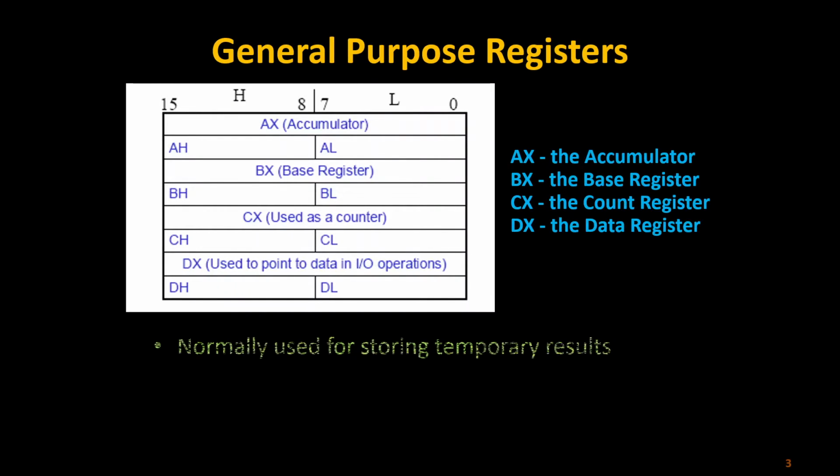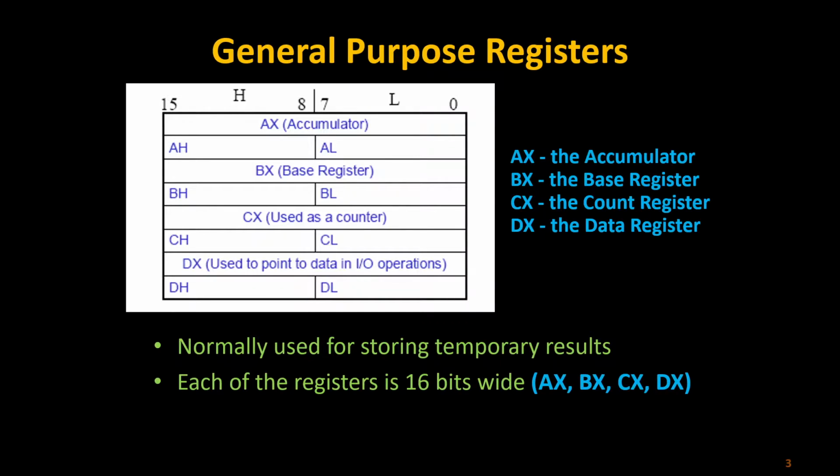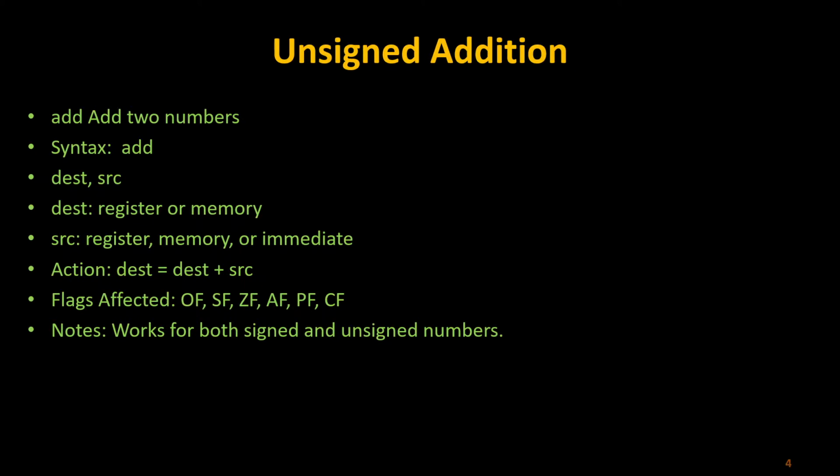While we move on to the next values, the first arithmetic operation is unsigned addition. Looking at the syntax of unsigned addition, ADD is the addition of two numbers. The syntax is the ADD statement, followed by the destination and source. First you give your destination, and after that you give your source.